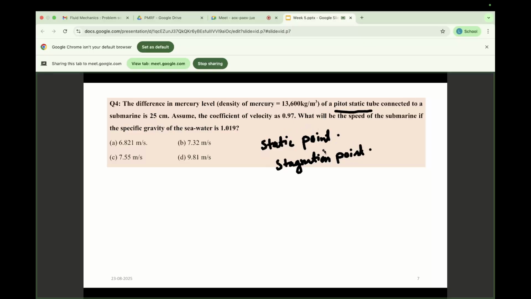If you measure the pressure at a static point and at the stagnation point, and find the difference between these two points, then you get the difference in pressure, and that is reflected in this mercury column. So that is the concept that we are using in this pitot tube. From this pitot tube concept I can write: change in pressure should be the difference between stagnation and static.